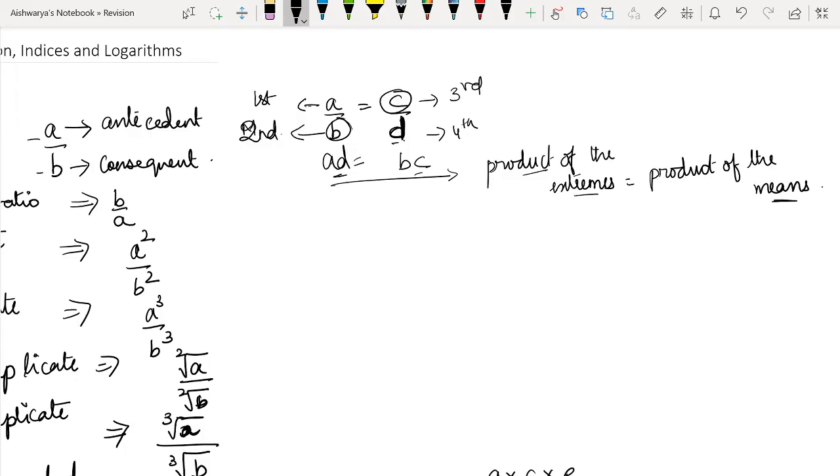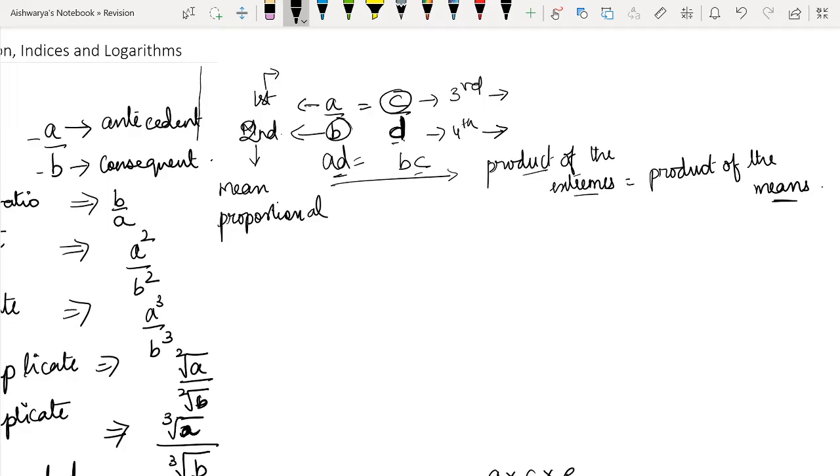In other words, we also say this is called the first proportional. This is the third proportional. This is the fourth proportional. This is called the mean proportional term. Are we understanding so far? Anywhere you want me to repeat? Ratios is fine.